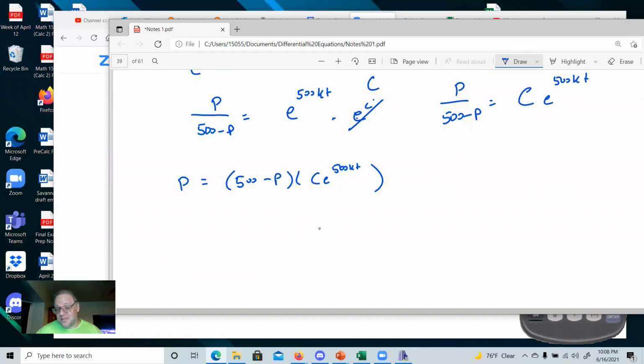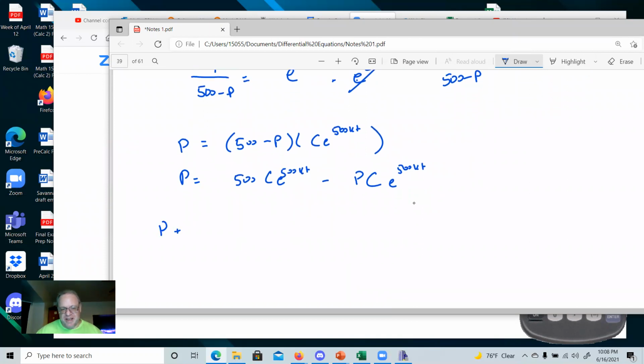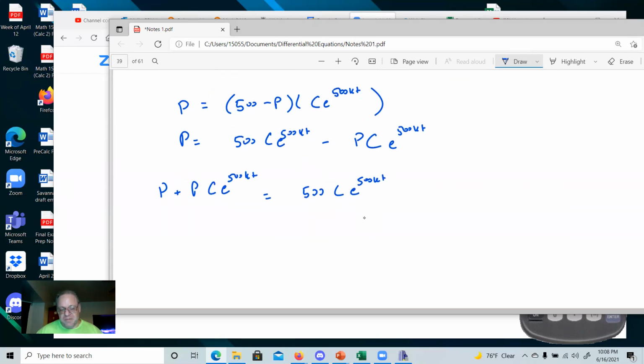So now we're going to have a 500C. So P is equal to 500 C e to the 500 kt minus P C e to the 500 kt. I told you the algebra here is going to be delightful. So here we have P plus P C e to the 500 kt, that is equal to 500 C e to the 500 kt. Okay, factor out a P. So we get 1 plus C e to the 500 kt is equal to this thing. This doesn't change.